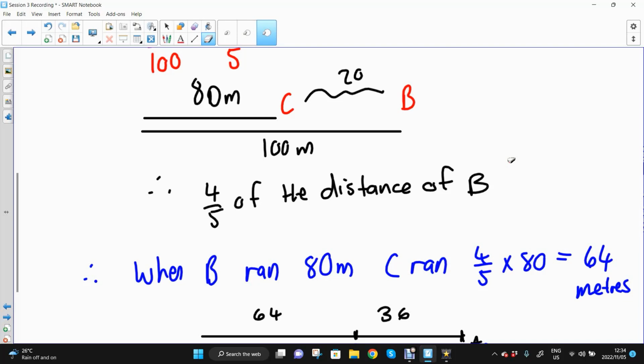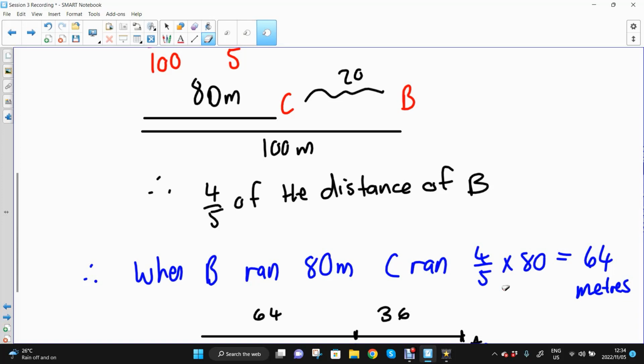The thing is, we need to know where exactly C is when A finishes the race. And when A finishes the race, B at that stage ran 80 meters. So to find out where C is, we can take the distance at that stage ran by B, which is 80 meters, and we times that by 4/5, because C will run 4/5 of the distance of B as A finishes. So C would have run 64 meters.